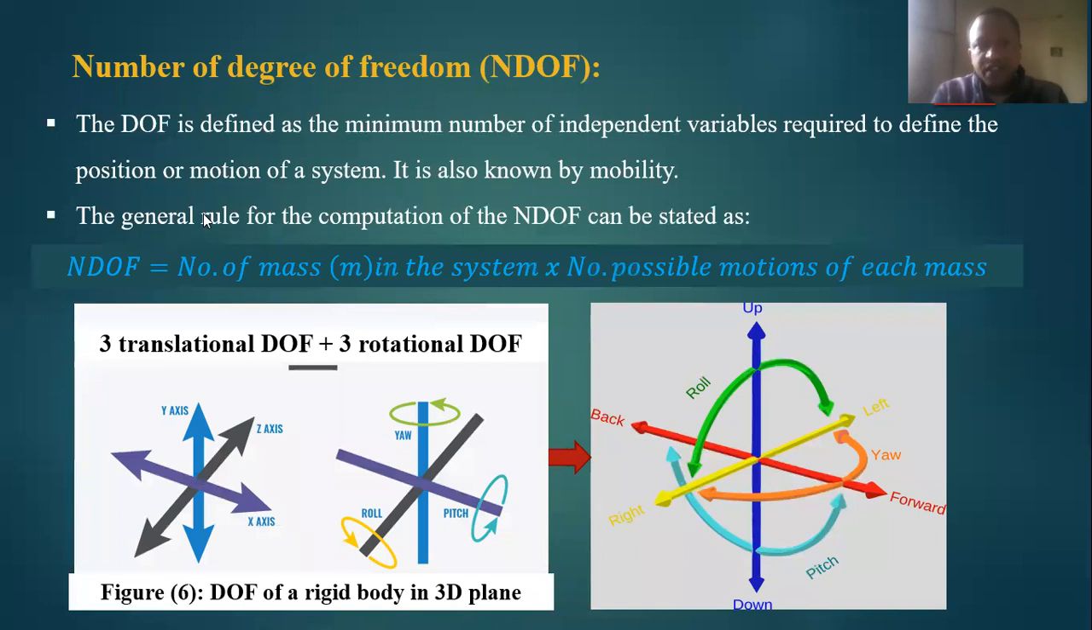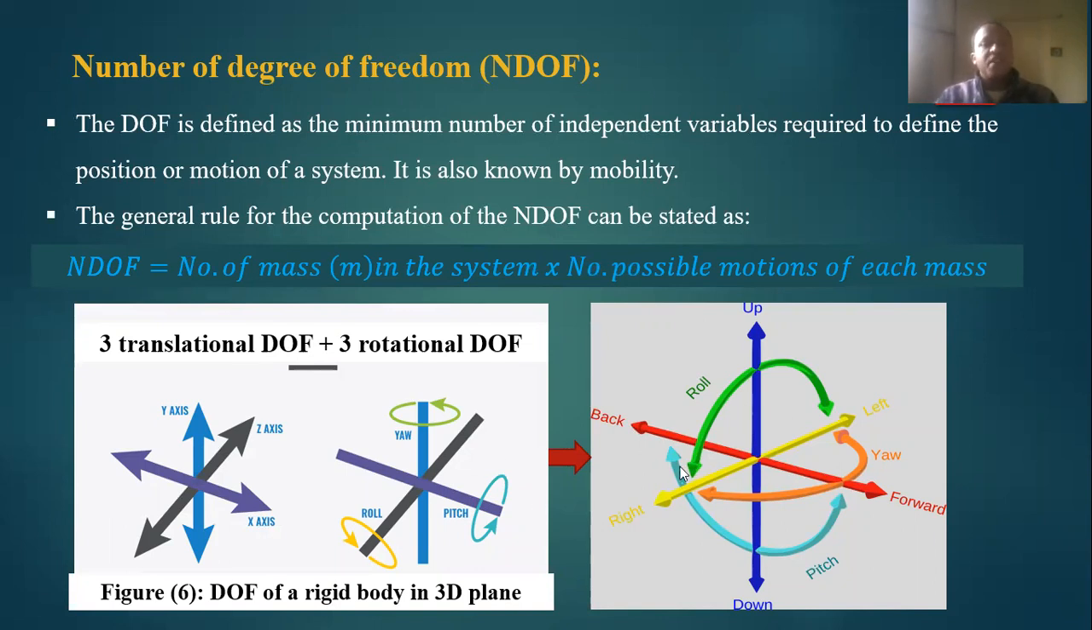The number of degrees of freedom indicates the minimum number of independent variables needed to define the position or motion of the system. It is also known as the mobility. The general rule for computing the number of degrees of freedom is NDOF, which equals the number of masses in the system times the number of possible motions of each mass. So this is the simple formula to calculate the number of degrees of freedom in the system.